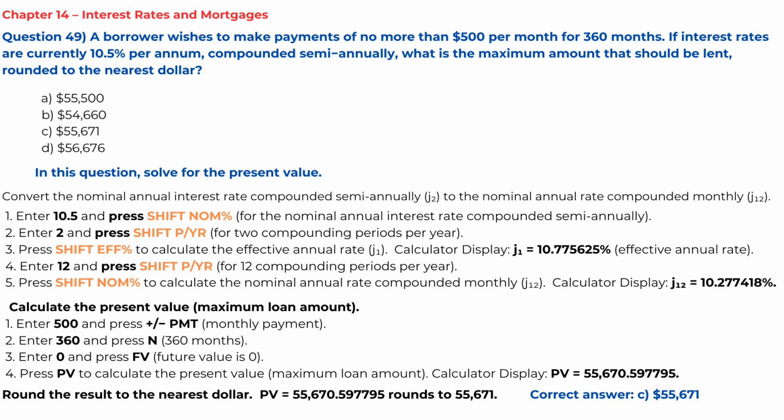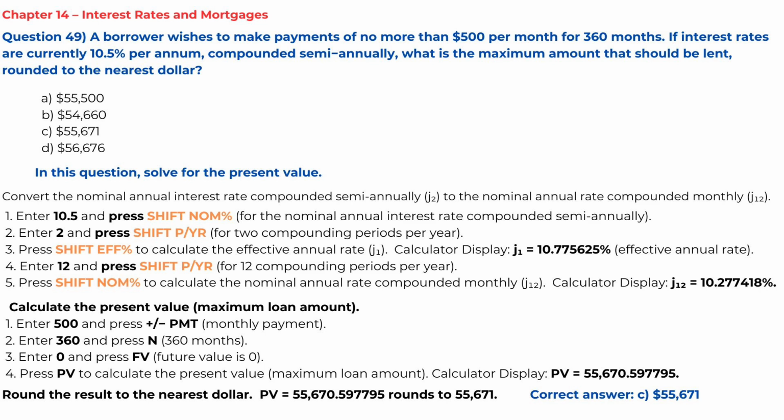Enter 10.5 and press Shift NOM. Enter 2 and press Shift PYR. Press Shift Effective. Calculator displays J1 equals 10.775625%. Enter 12 and press Shift PYR. Press Shift NOM. Calculator displays J12 equals 10.277418%. Step 2. Calculate the present value, the maximum loan amount.